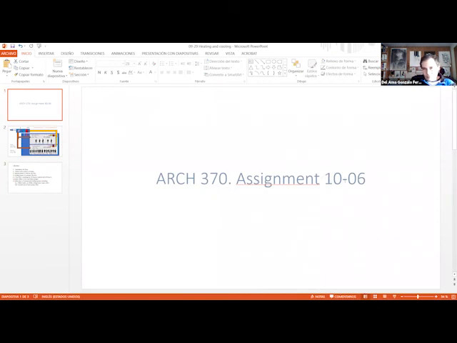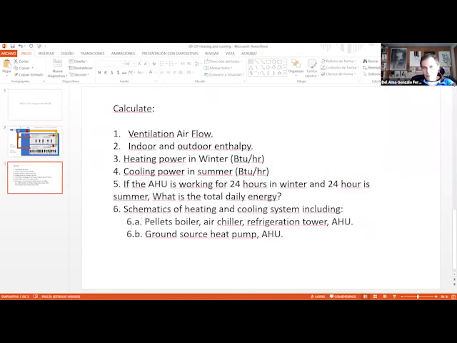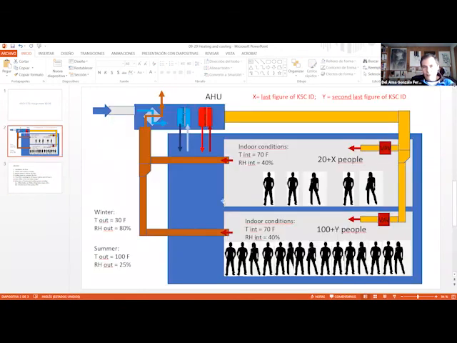So this is due on October the 6th, but it's only this. It's only the calculations and the schematics. And then we will have 2 more weeks to work with Revit. But that will be the midterm assignment.